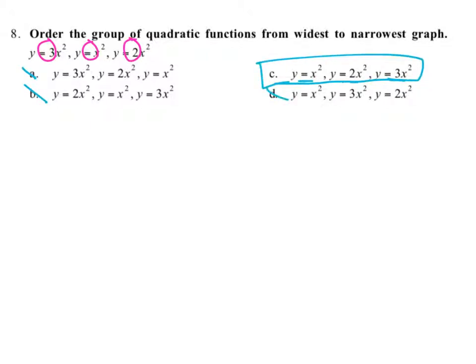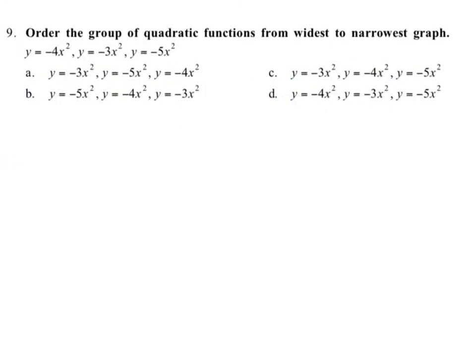That's it. One more, we're done. Okay. Again, I told you this earlier. You can disregard the sign. We want the absolute value of this number, which is just 4. We want the absolute value of this number. It's just 3. We want the absolute value of this number. It's just 5. Okay. The one closest to 0, the lowest number, will be the widest.